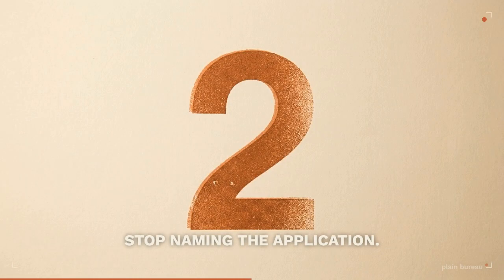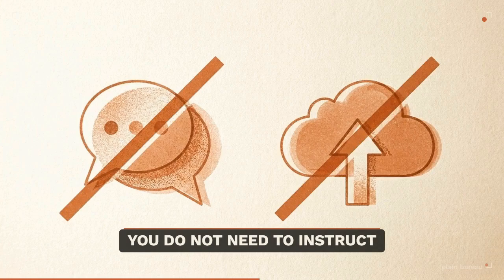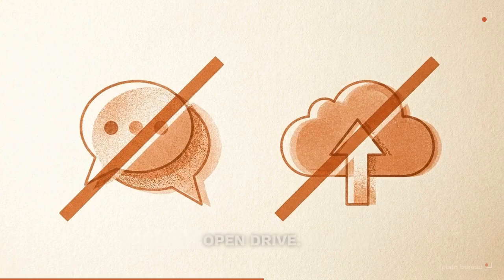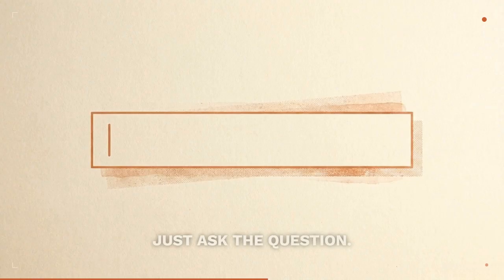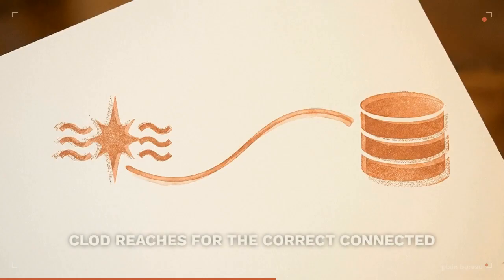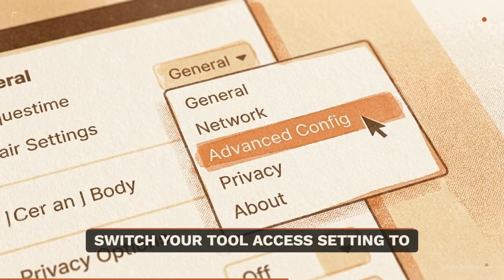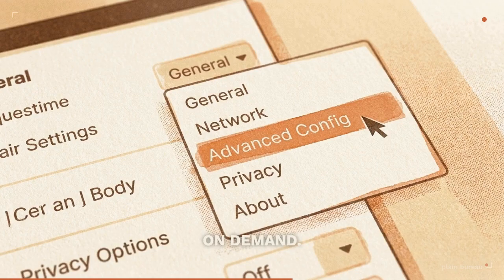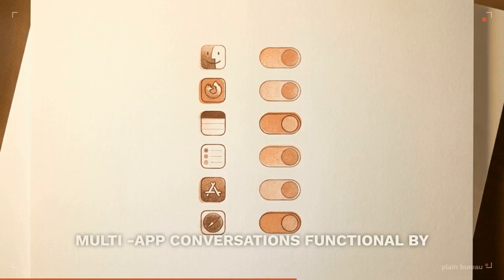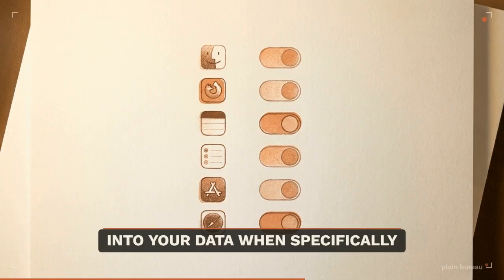Habit 2, stop naming the application. Once you have multiple tools connected, you do not need to instruct the system to check Slack or open Drive. Just ask the question. Pull the latest numbers from the Q3 sheet and draft the update. Claude reaches for the correct connected application entirely on its own. If you end up wiring in a massive suite of tools, switch your tool access setting to On Demand. This keeps crowded, multi-app conversations functional by ensuring the AI only reaches into your data when specifically instructed.